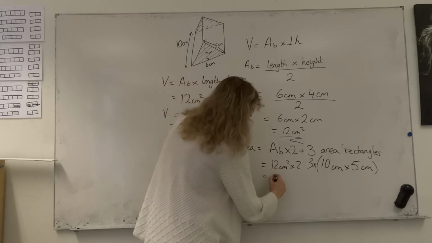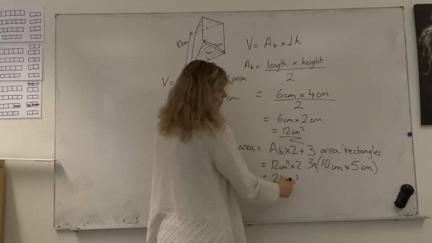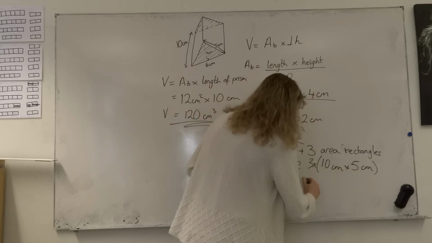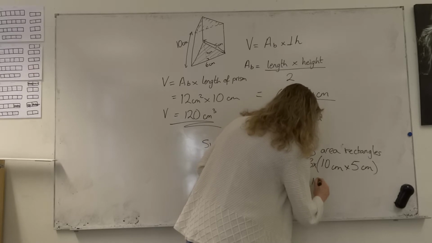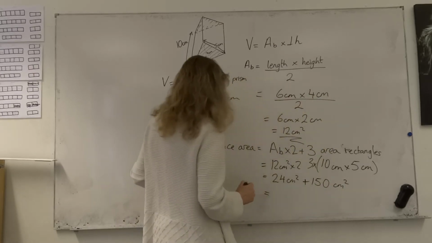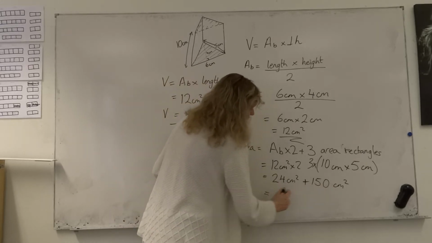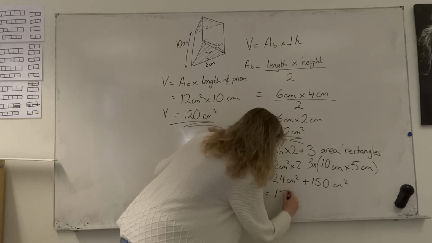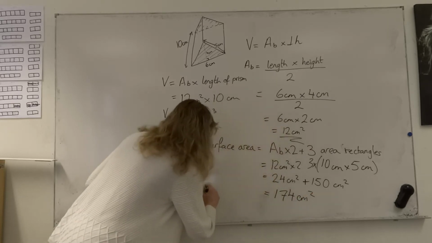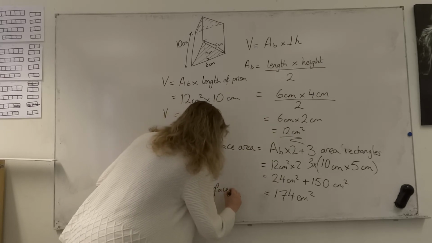So the triangular area will be 24 centimeters squared, 12 times 2, and 10 times 5 would be 50. 3 times 50 is 150 centimeters squared. So the surface area of the whole of this prism would be the front 2 faces plus the rectangles, 174 centimeters squared. Surface area of prism.